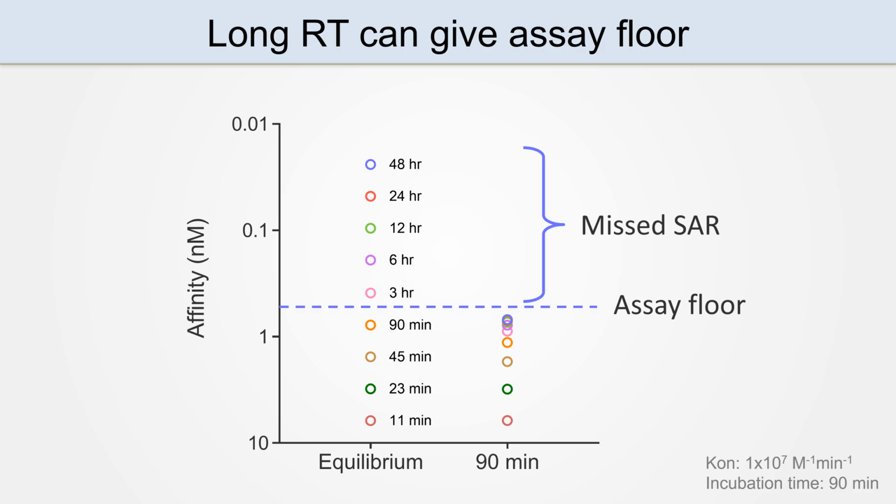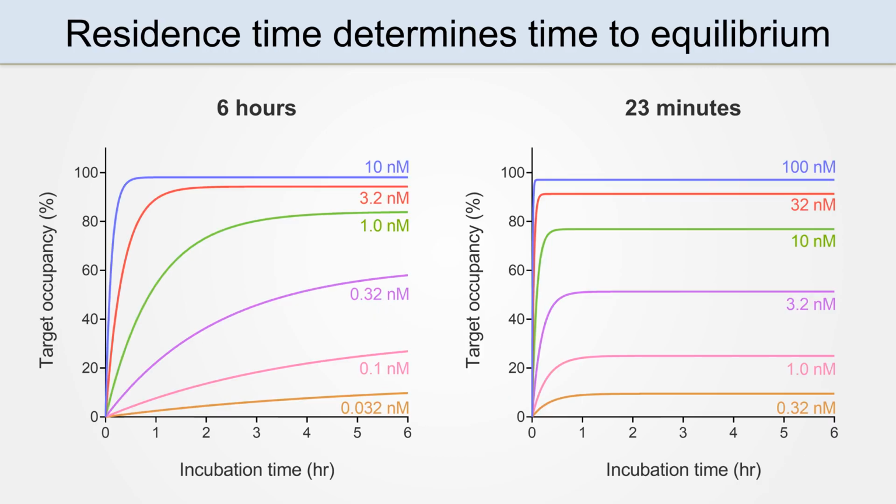This can do a lot of damage to drug discovery campaigns. Often the best compounds go unnoticed because we're not incubating long enough to detect their high affinity. This results in missed SAR opportunities and failure to test the best compounds in vivo. It can even impact human dosing because the compound could be a lot more potent than we think it is.